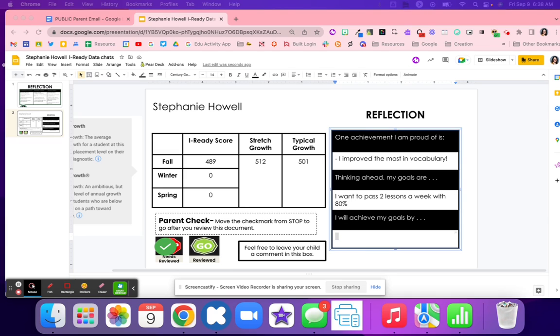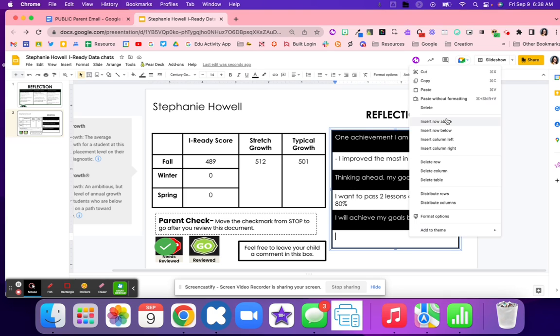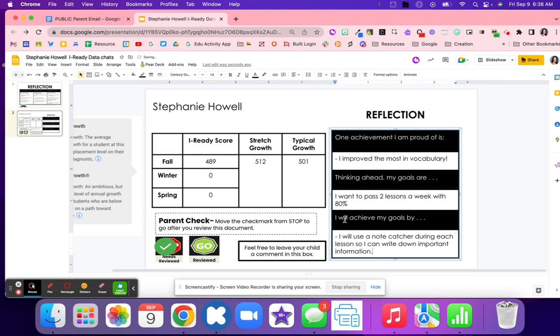So maybe this child is going to use a note catcher during the lesson so that they can write down important information. So again, look over what your child says about what they would like to improve on during this process. Have that conversation at home with your child.